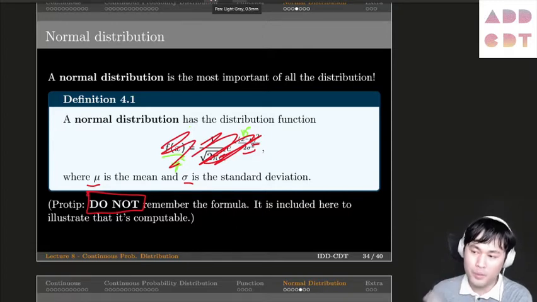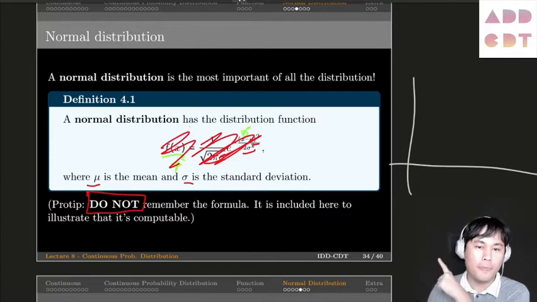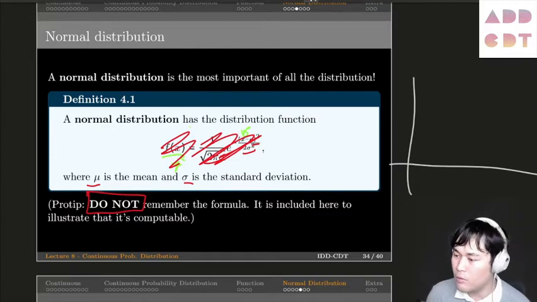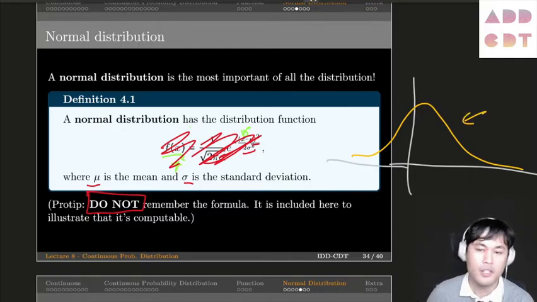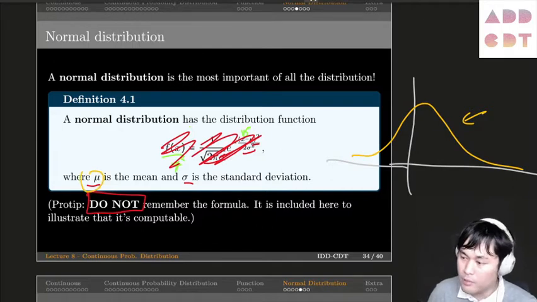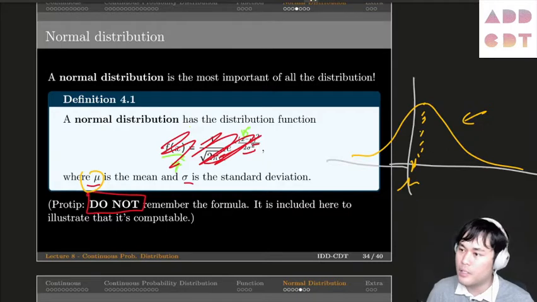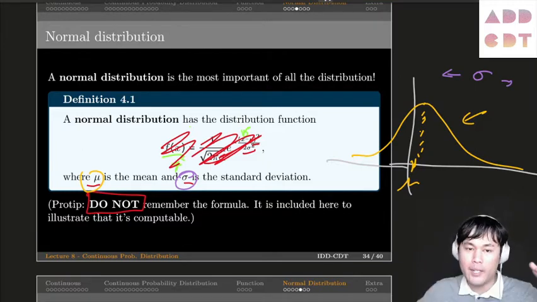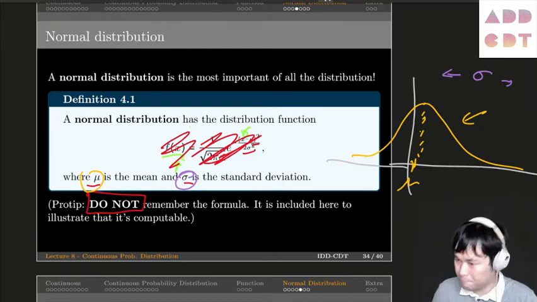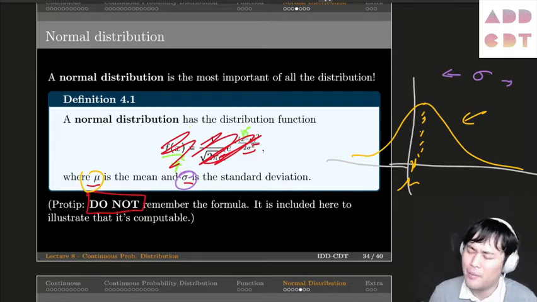Because if we have a graph and use that function to plot it, the result would be this curve. And what we want to look at in this curve is the mu, the average, at the center of the curve, and then the sigma as the spread, which says whether the curve is wide or narrow.